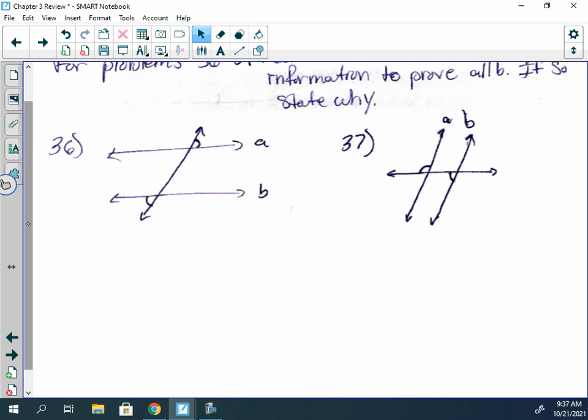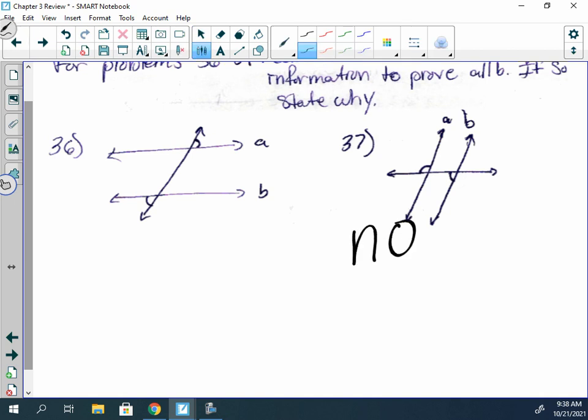37. Are these two angles alternate interior, alternate exterior, or corresponding angles? They're none of those, right? Are they consecutive interior angles? No. They're not parallel. Is there enough information to prove that they're parallel? No.